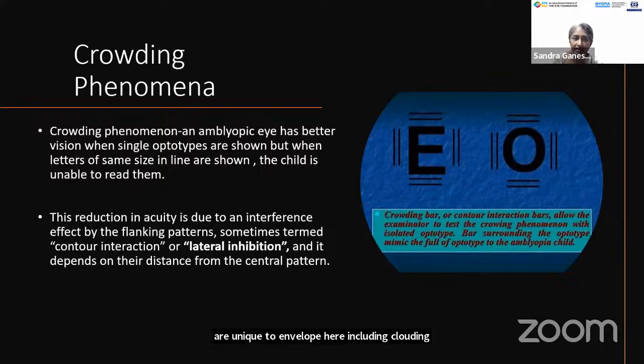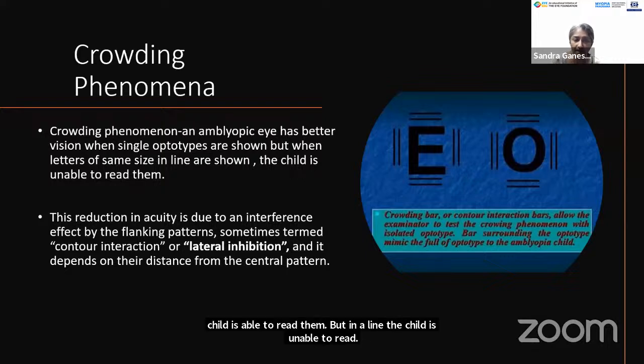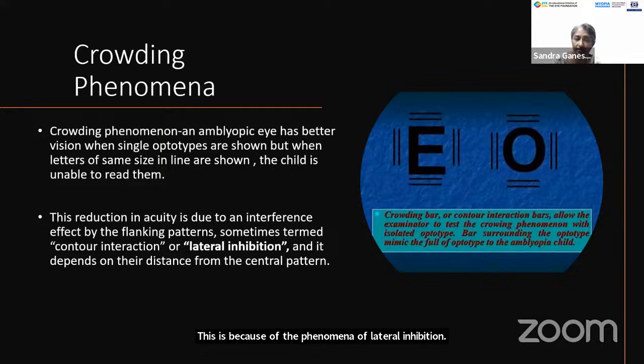So crowding is when single optotypes are shown, the child is able to read them, but in a line, the child is unable to read. This is because of the phenomenon of lateral inhibition. So when we test very young children, we usually test with single optotypes or picture cards. That will overestimate the visual acuity. Once you come back to your Snellen's visual acuity or logMAR, then suddenly you may note that the visual acuity is much poorer than what it is. So we need to use cards which have these crowding bars so that we don't get a false overestimation of visual acuity.